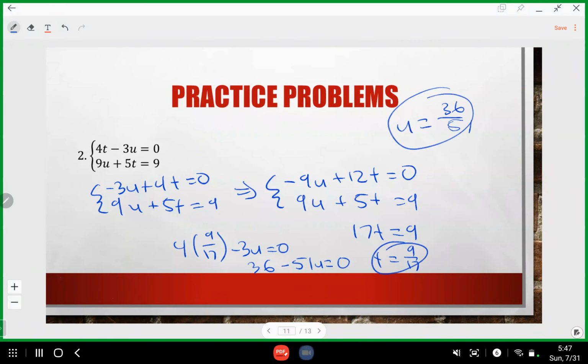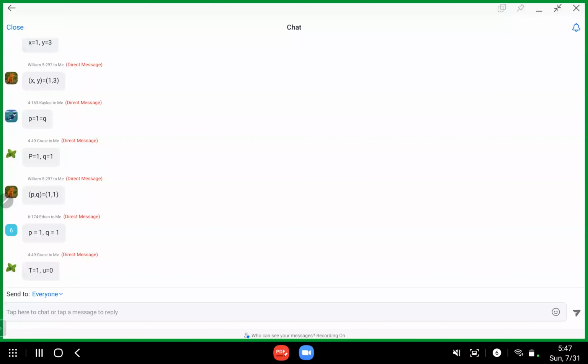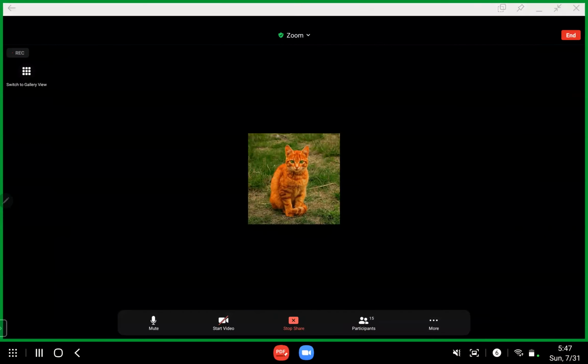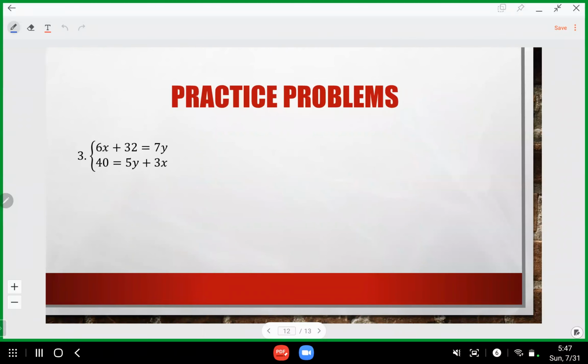All right, let's see. Grace, how did you get t is equal to 1 and u is equal to 0? If you plug them in, the numbers don't match up, right? So make sure to check your work, right? All right, the third question.